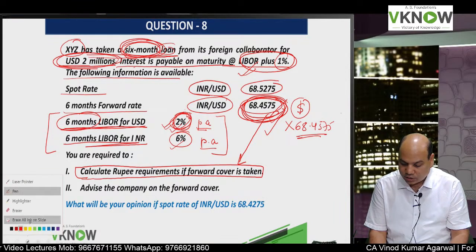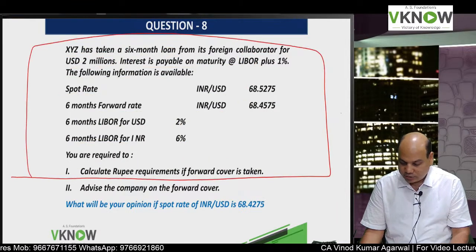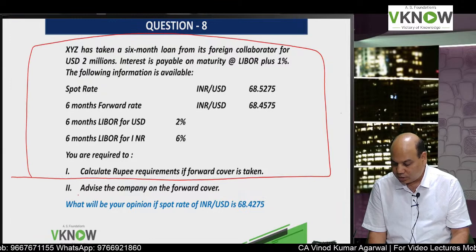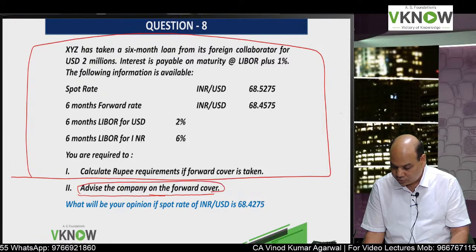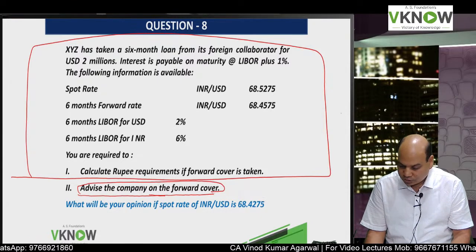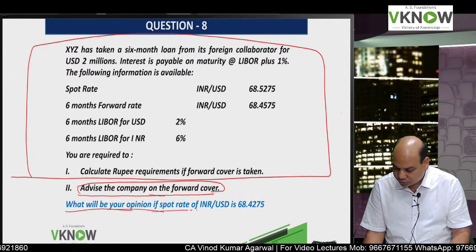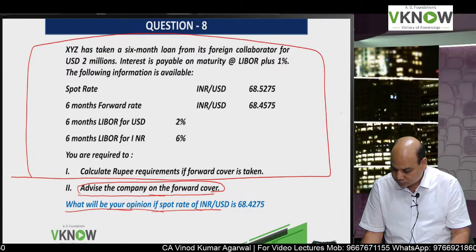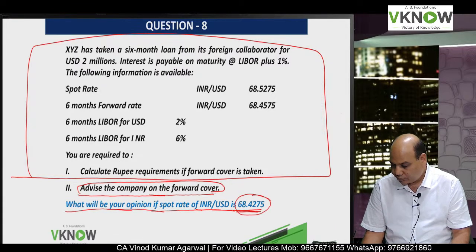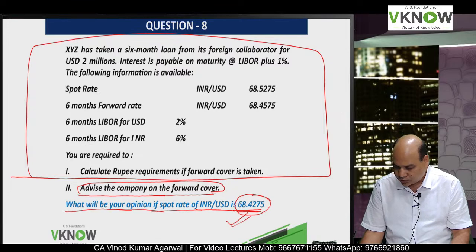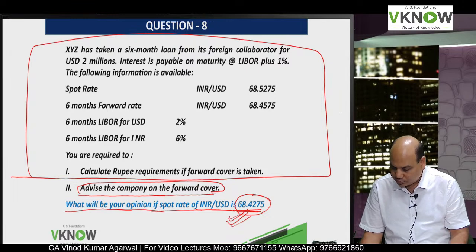A similar question was asked many years ago, which had this first part. Now what they have done in this RTP, they have added one more part: advise the company on the forward cover. That is, whether the company should take forward cover or not. Then next is, what will be your opinion if the spot rate of INR per USD is 68.4275? The spot rate is 68.4275. Will you go for forward cover or not?